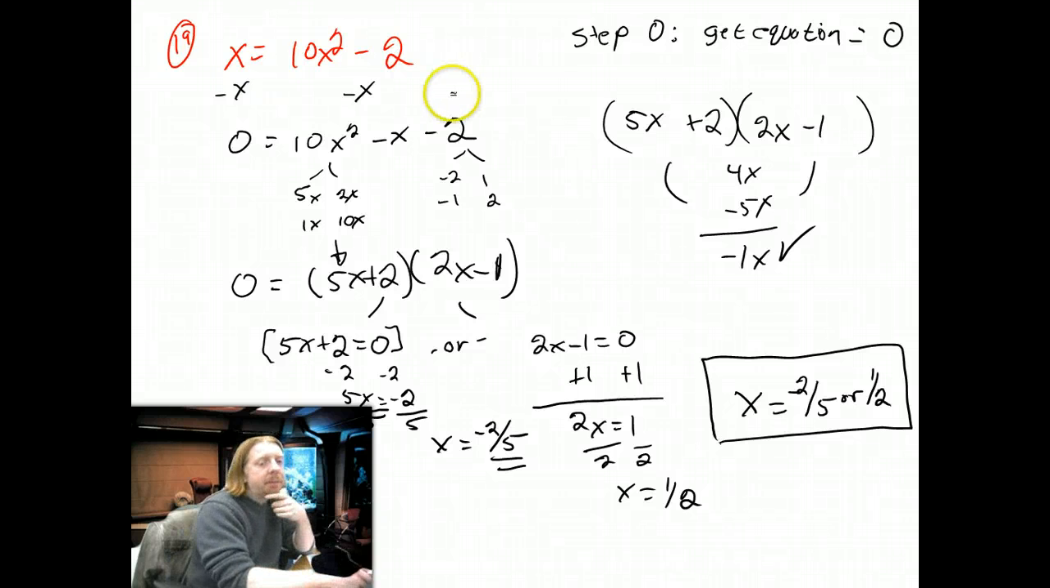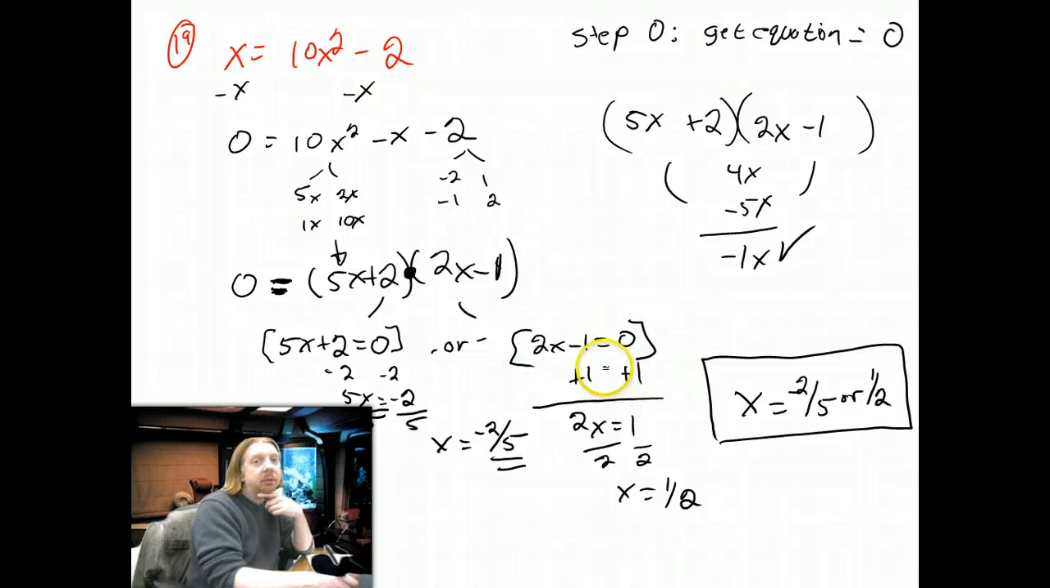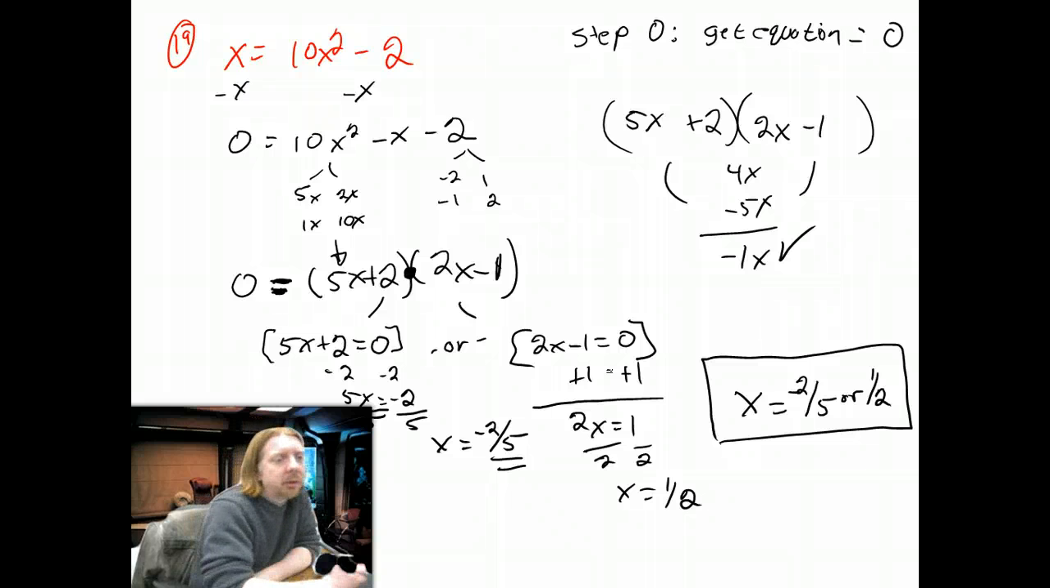Remember, the zero product property says if I'm multiplying these guys together and the product is 0, I can split them into 2 independent equations, one of which has to be true. I don't know which. All right, I'll figure this out. What else can I say about number 19?